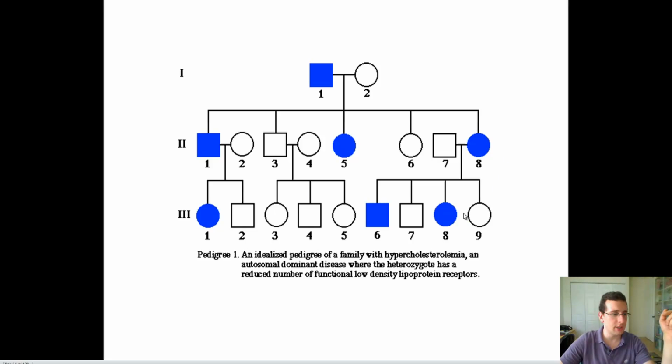I also see there are 4 females with it and 3 males with it. So that doesn't seem to have a pronounced difference between the genders. So I would be able to call this an autosomal dominant trait. That's what we're looking at here, right? So it's an autosomal dominant disease, right?